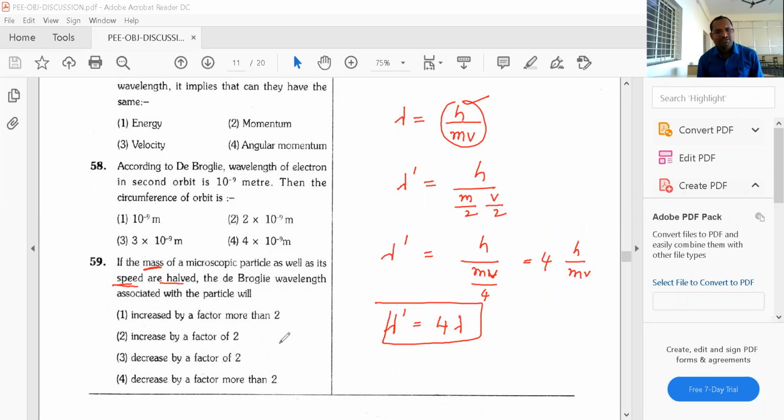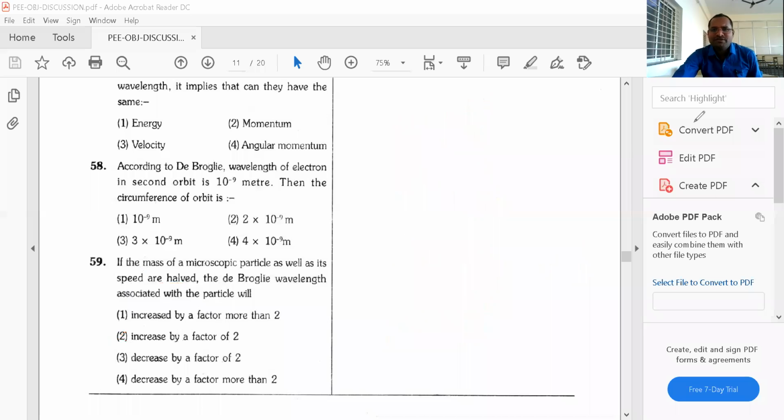So it is option C, increased by a factor more than 2. 4 is more than 2. Okay, check the remaining options. Increased by a factor of 2 exactly? No, it is wrong. Decreased? No, it is increasing. Decreased? Wrong. So your option should be 1. They have not given increase by a factor of 4, they have given more than 2, and 4 is more than 2. So option 1 is the right answer. Got it, students? Next. Question number 59 is over.